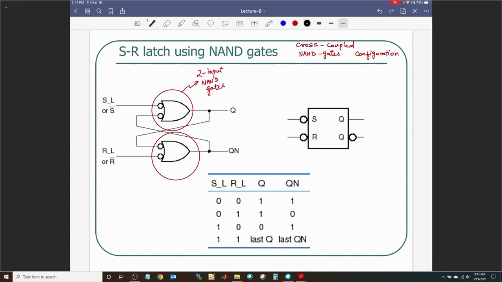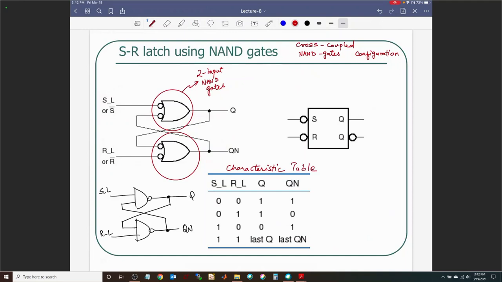So if you want to take a look at this, this is really two NAND gates connected back to back. So you have this as S not, and R not, right? S underscore L, and this is R underscore L, and then this is still Q and QN. And this would be our characteristic table of the NAND version. Active low inputs, Q and active low Q.